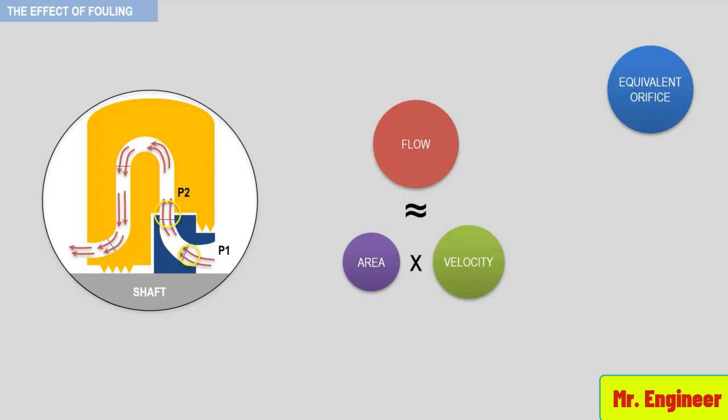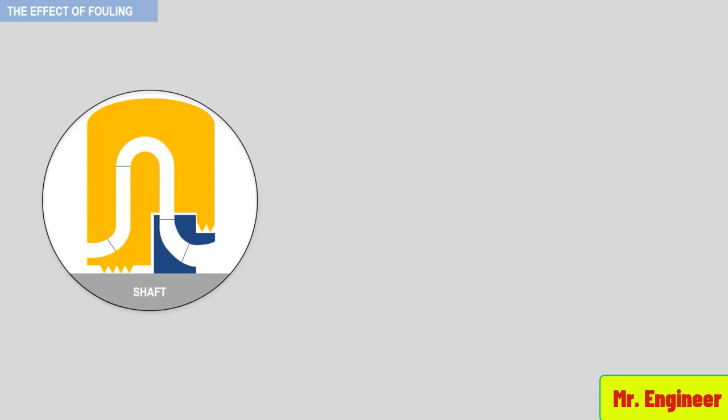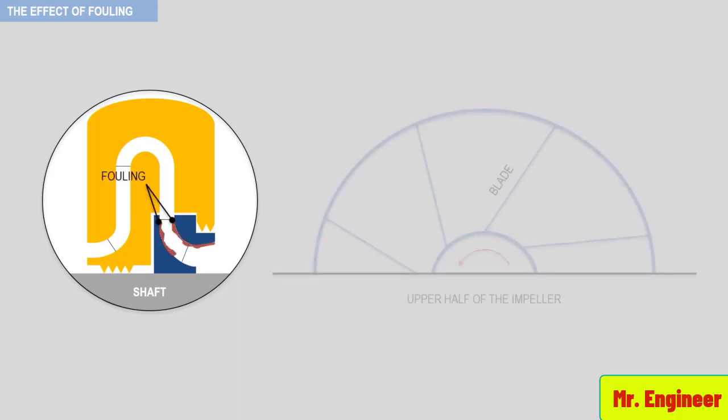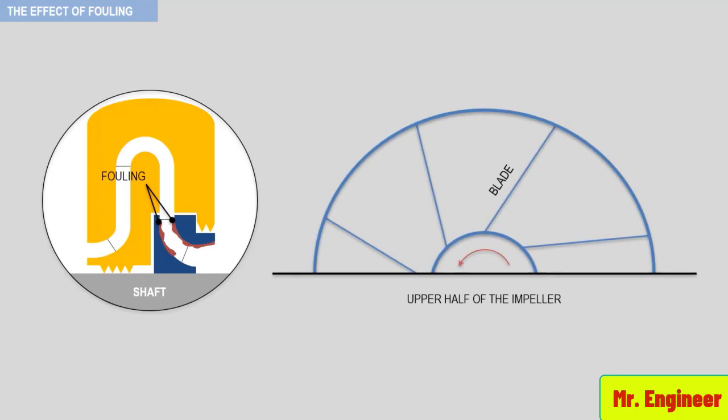Now, take a look at the following figure. It presents how a fouled impeller would look like. On the left side, a side view of the impeller with fouling. On the right side, the same fouled impeller is presented, but only the upper half of it, with the side plate removed. And here you can see the fouling across the impeller blades.